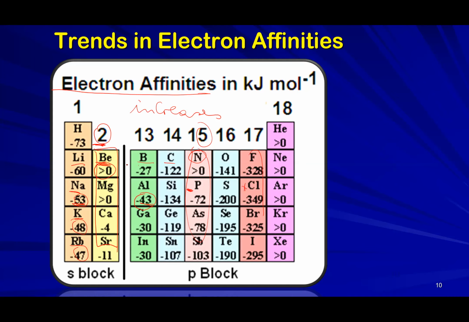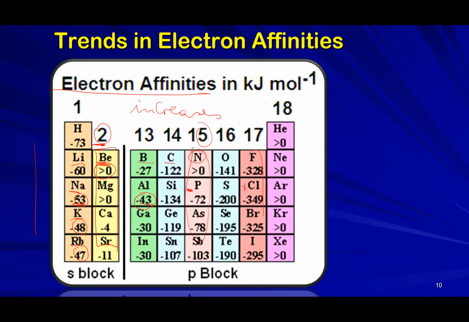electron. So generally, moving across the period, electron affinity increases. More energy will be produced when the electron is added. Why? Because the nuclear charge is increasing, the atomic radius is decreasing, showing that the electron that is to be added will be strongly attracted, and then more energy will be produced when the electron is added.